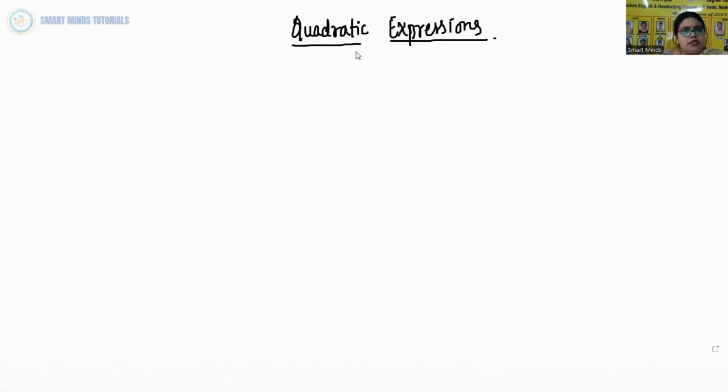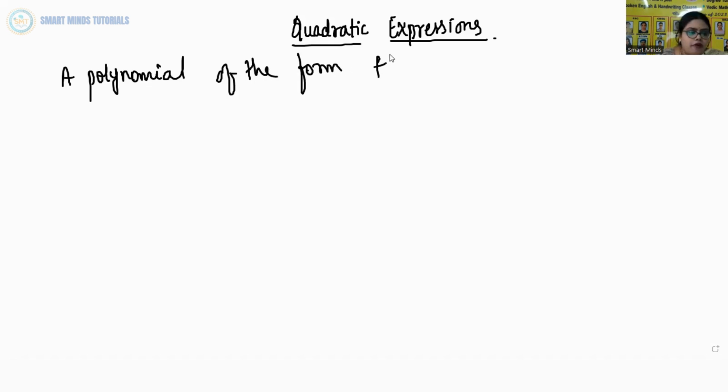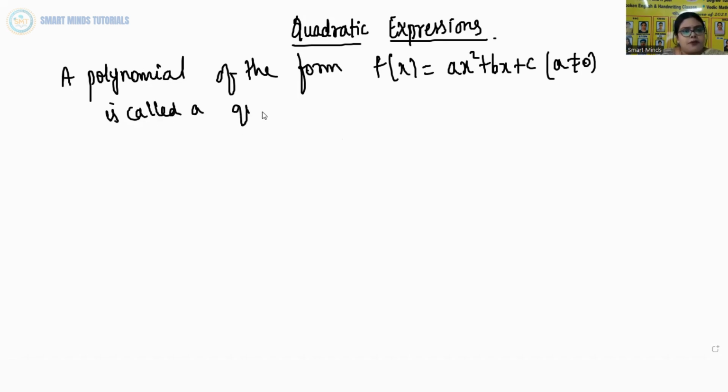So let's get started with this third chapter of Maths 2A, that is quadratic expressions. Okay, so a polynomial of the form f of x equals ax square plus bx plus c, where a is not equal to 0, is called a quadratic expression. So any expression of the form ax square plus bx plus c is called a quadratic expression.